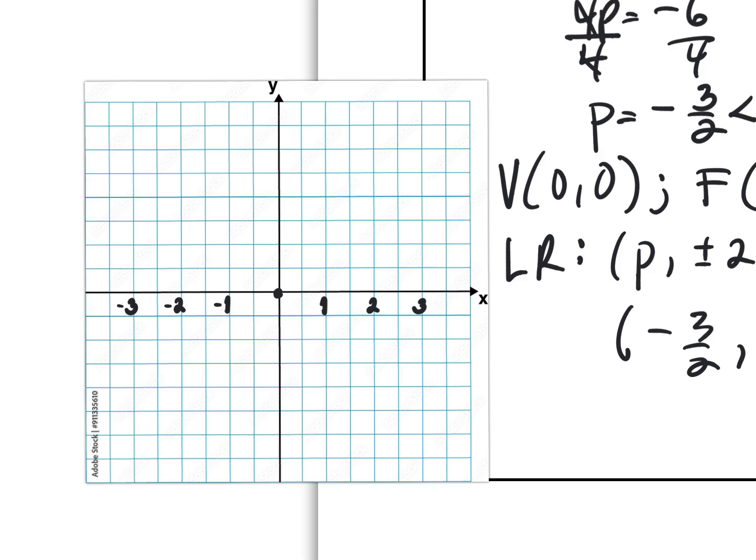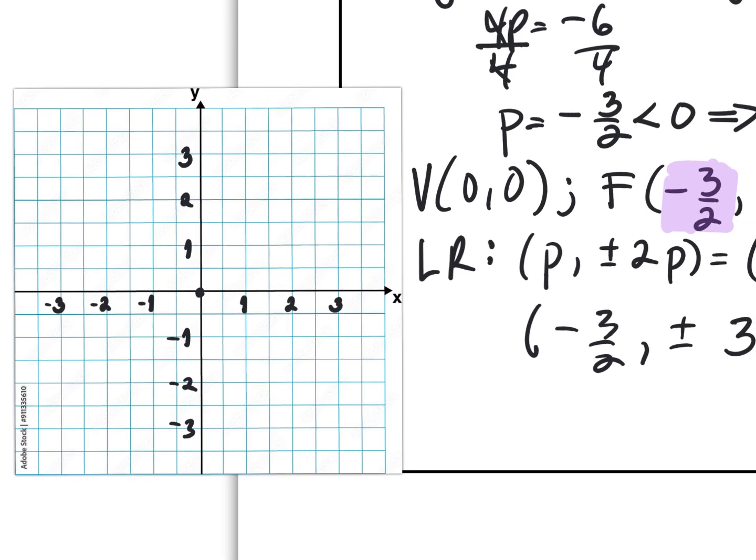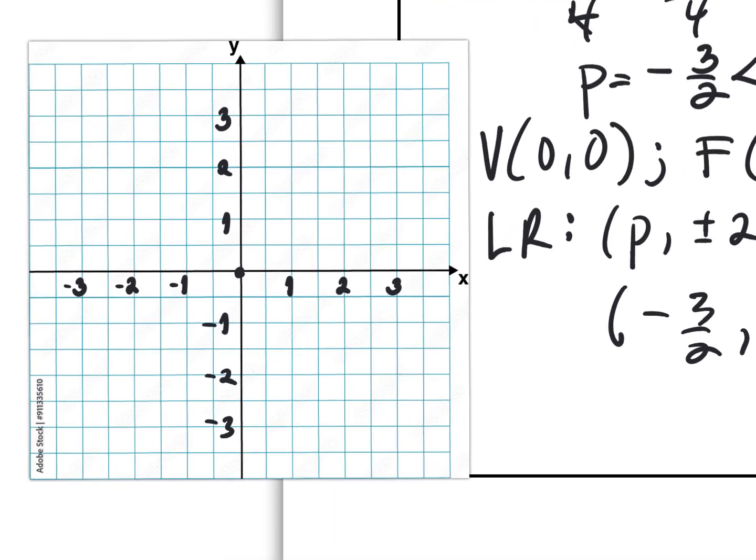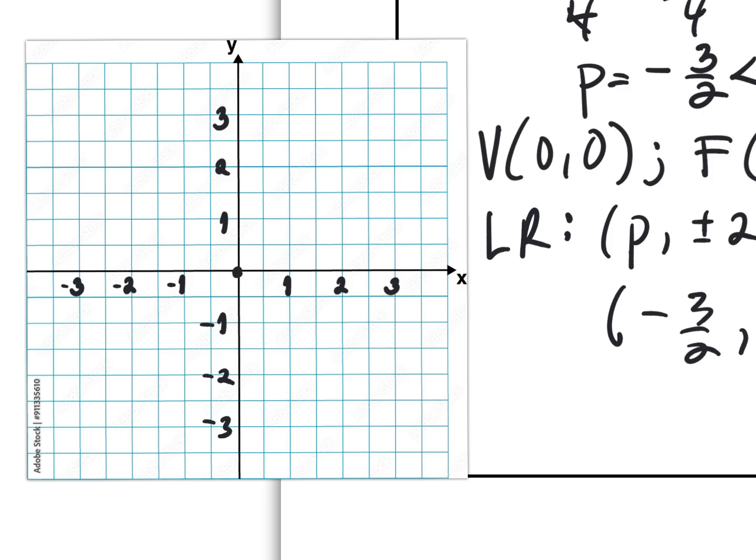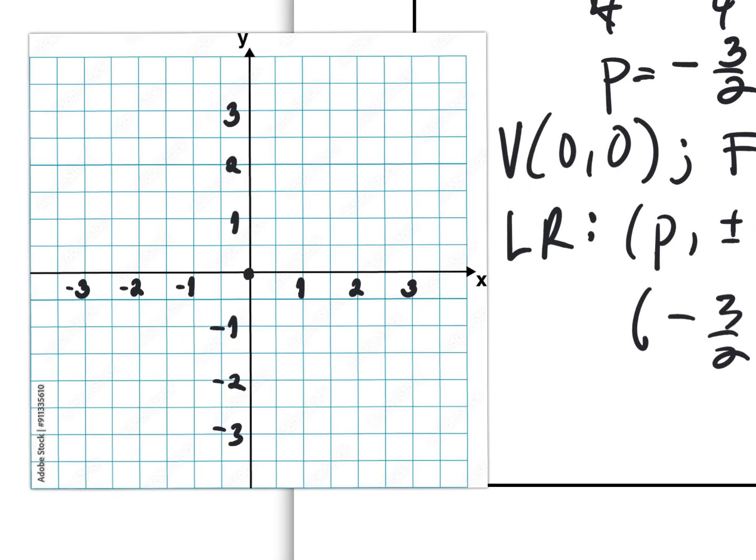So we're going to do the same thing: 1, 2 and then 3. Here is going to give you -1, -2 and then -3. So our focus is (-3/2, 0). -3/2 is going to give you 1.5. So that's going to be here, -1.5. This is going to be our focus, (-3/2, 0). And this is going to be our vertex at (0, 0).